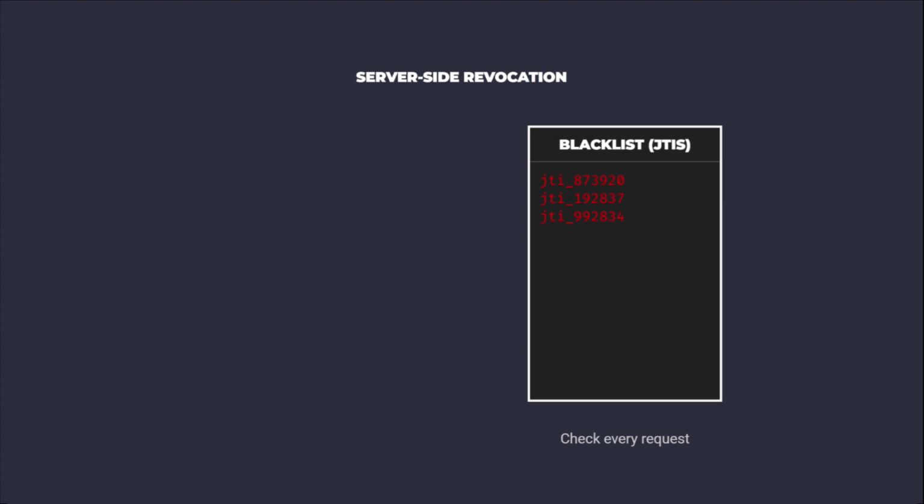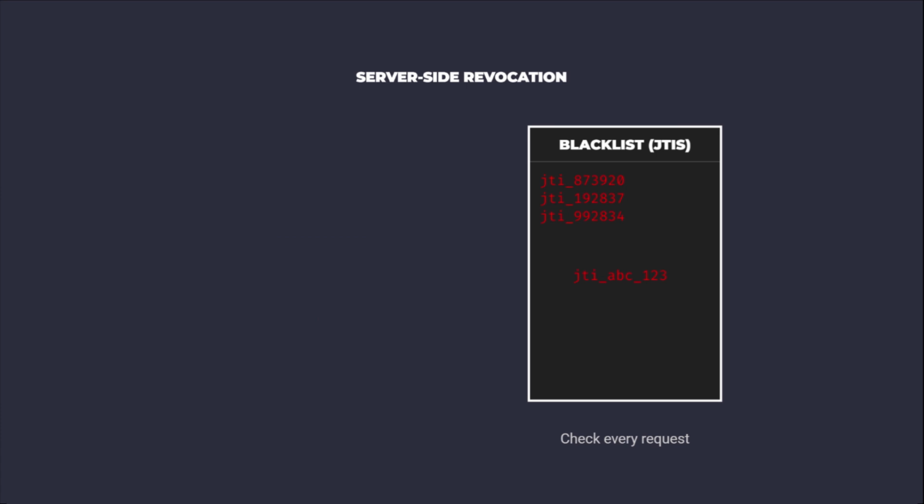Effective revocation requires server-side state management, even for JSON Web Tokens. Use the JSON Web Token Identifier, or JTI, claim to uniquely identify each token instance. Maintain a centralized revocation list or database mapping active JTI values to user sessions.